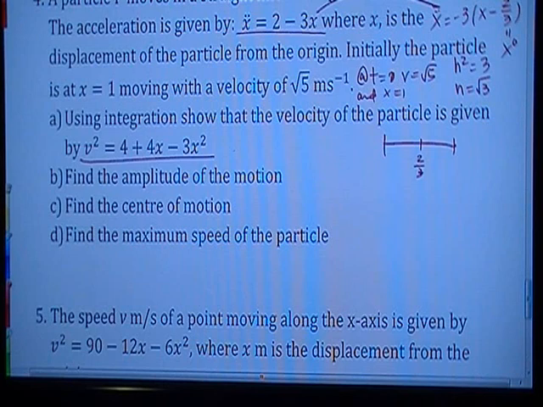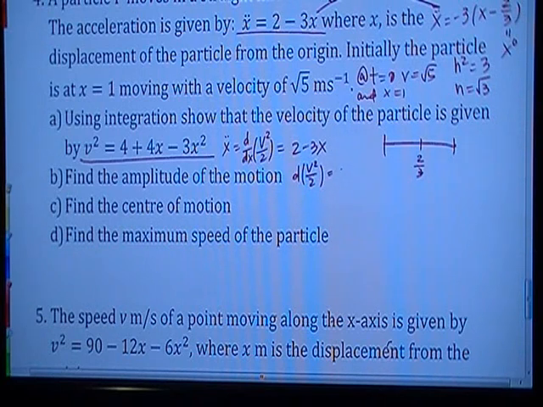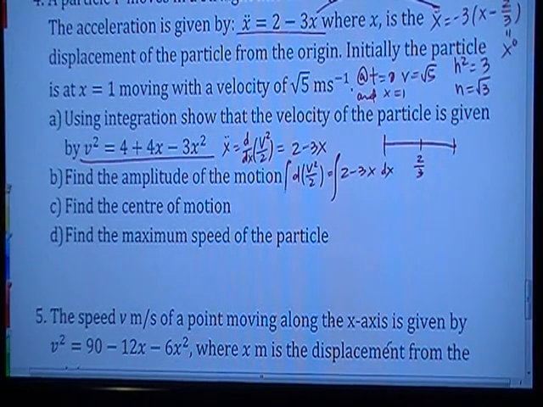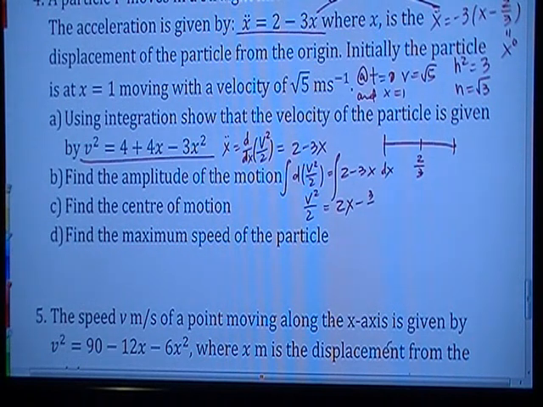Okay. So you know that your x double dot equals d dx of v squared on 2. And that apparently was 2 minus 3x. So in other words, d of v squared on 2 equals 2 minus 3x dx. And let's integrate both sides to get v squared on 2 equals 2x minus 3 on 2 x squared plus c. And sub in x equals 1, v equals root 5, from the initial conditions.